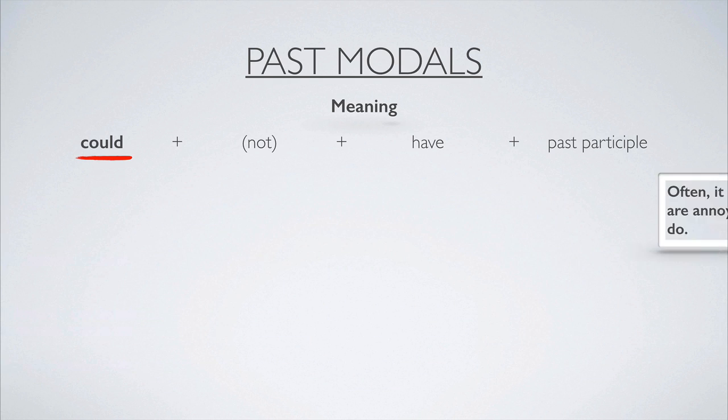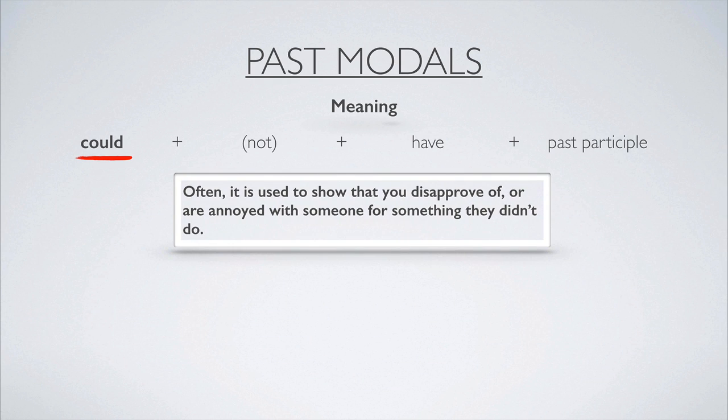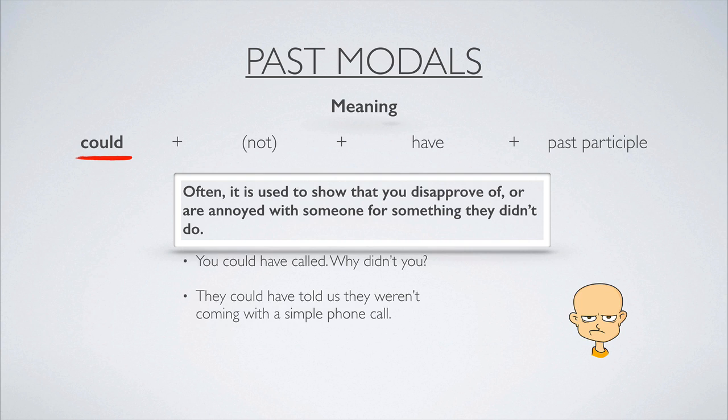Often, it is used to say that you disapprove of or are annoyed with someone for something they didn't do. You could have called. Why didn't you? They could have told us they weren't coming with a simple phone call. You could have told me that you had invited 7 more people.